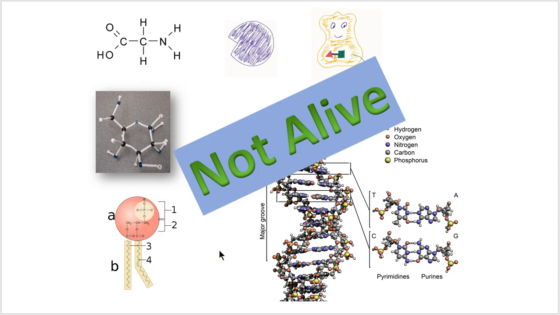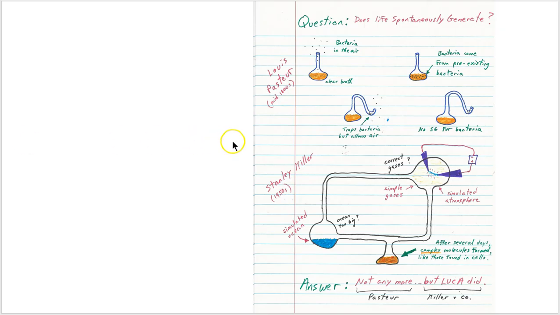So if living things are emerging out of non-living molecules, then we have a situation of spontaneous generation. And this is why then we studied two famous experiments in the history of science related to spontaneous generation. And here we'll ask the question, does life spontaneously generate? And our final answer will be, not anymore, but LUCA did. Let's see what we mean by that.